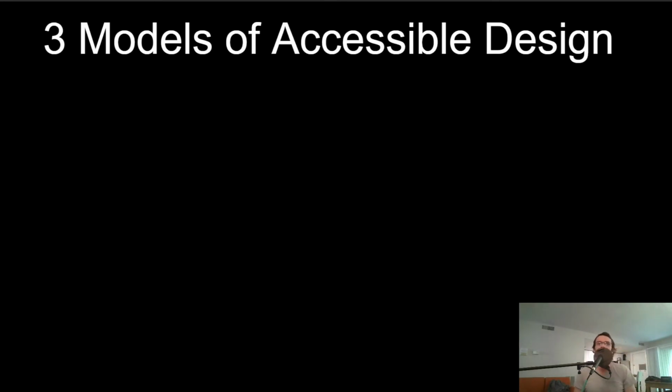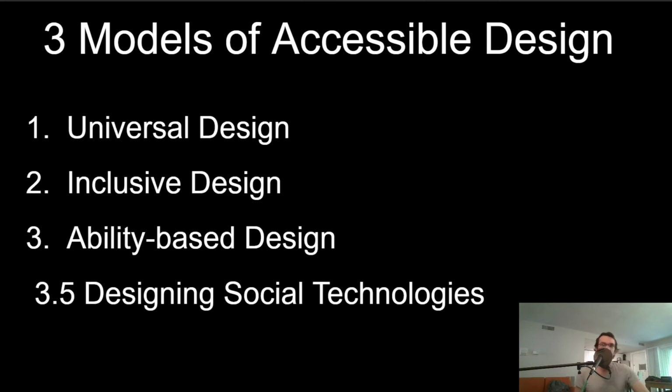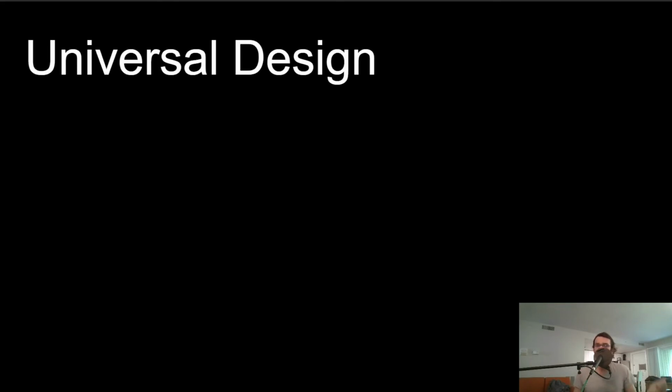Alrighty, so we'll be jumping into 3 models of accessible design. These are universal design, inclusive design, ability-based design, and the bonus one I'm going to give is designing social technologies. So let's start with universal design, which you might have heard of before and is probably what I would call the most popular of the schools of accessible design.